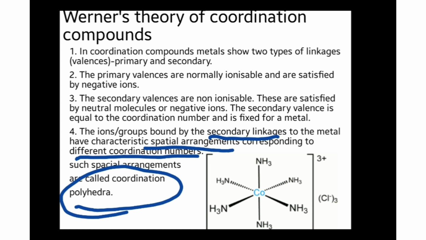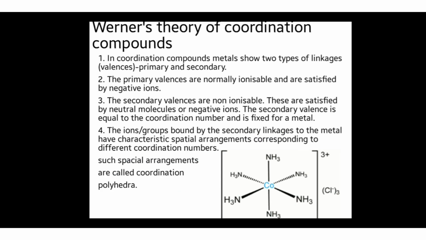So the first one tells you that there are two valences, that is primary and secondary. The second postulate tells you what is a primary valency and how it is satisfied. The third postulate tells you what is a secondary valence, and the fourth postulate tells you about the coordination number and spatial arrangement. So you'll have to know the 4 postulates of Werner's theory. It's a very important question. It's a 3 marker.